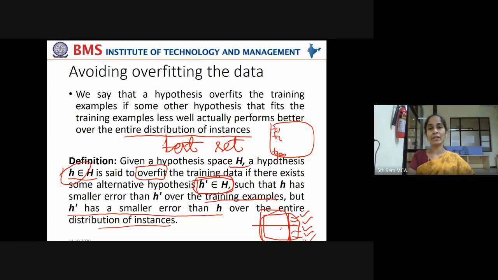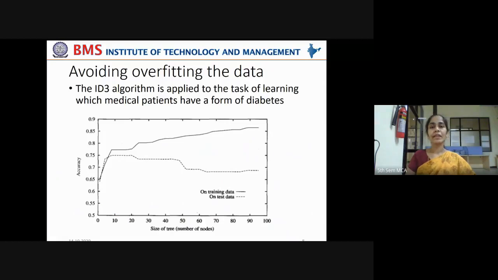Okay. Now after the class, read the definitions once. You will clearly understand. Keep in mind what is the training set and what is the test set, and understand that when a hypothesis performs too well with the training set and not well with the test set, it is overfitting. If a hypothesis H dash is performing moderately with training data as well as performing well with test data, then we say it is a good fit of the data set that is given. Got it?